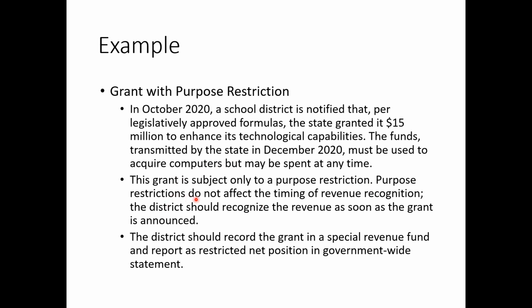Purpose restrictions do not affect the timing of the revenue recognition. So the district should recognize revenue as soon as the grant is announced. The district should record the grant in a special revenue fund and report it as restricted net position in the government-wide statements. Okay, it's restricted. The $15 million is restricted in this case.